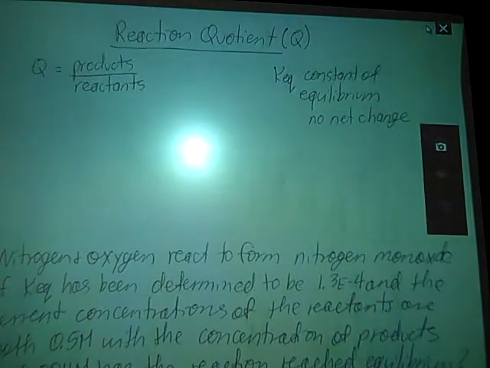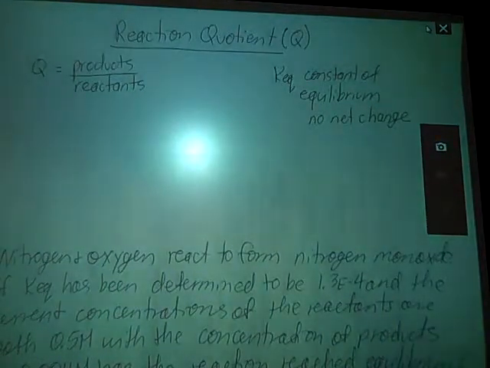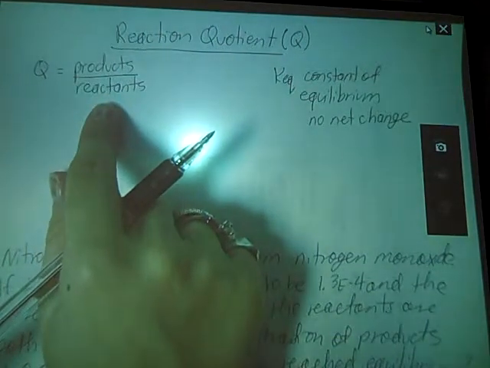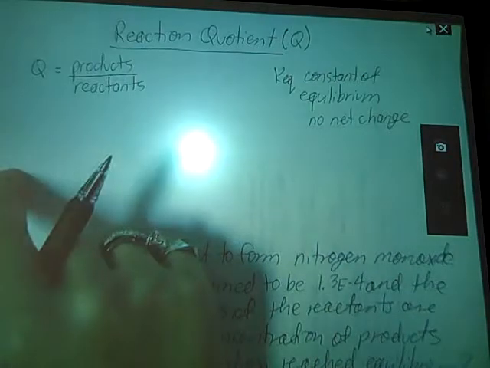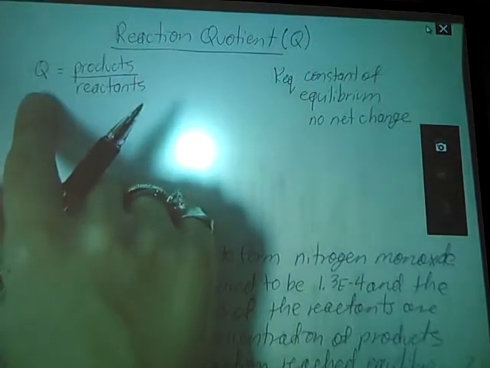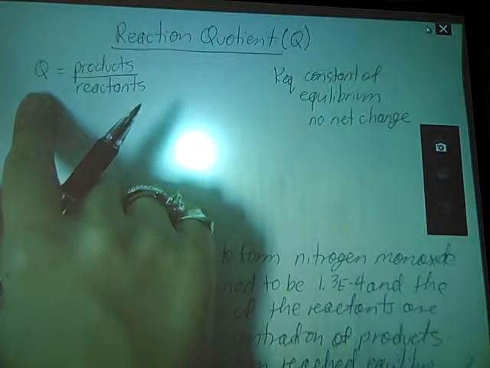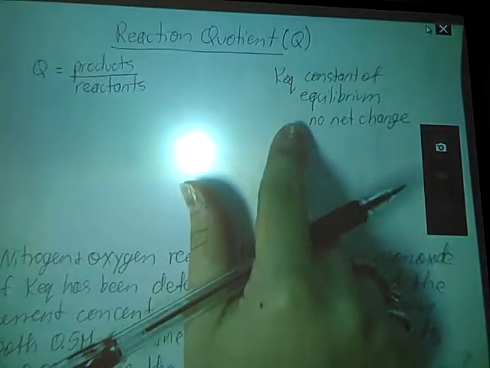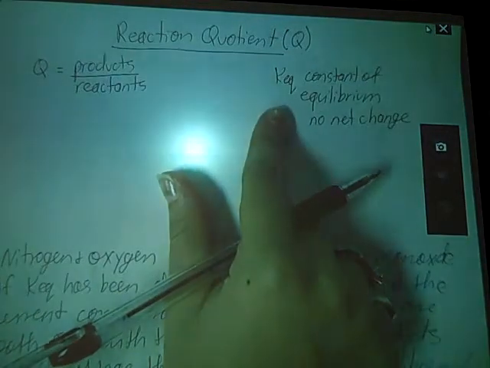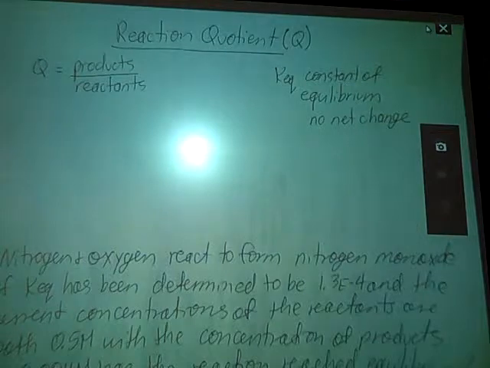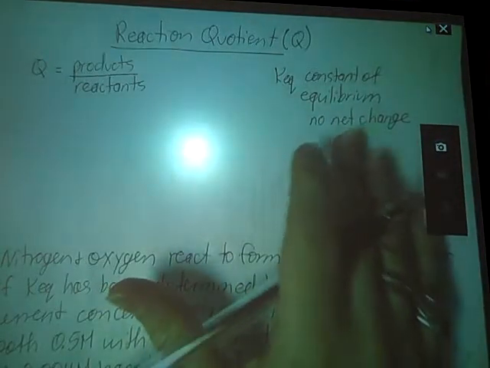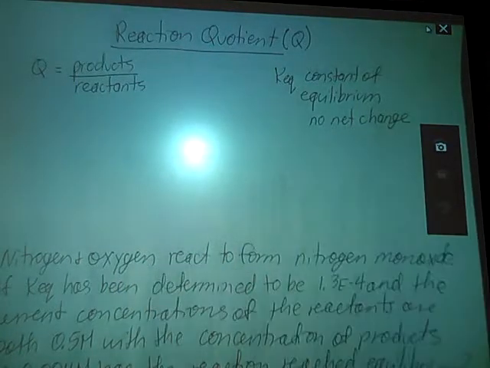Those concentrations are constant. However, with Q, I have no idea where my reaction is. It might be at equilibrium, it might not be. I don't know where it is. So a Q calculation will allow me to determine if my reaction is at equilibrium, if Q equals KEQ, or perhaps if my reaction still needs to shift one direction or another in order to reach that equilibrium position. So that's what we're looking for.